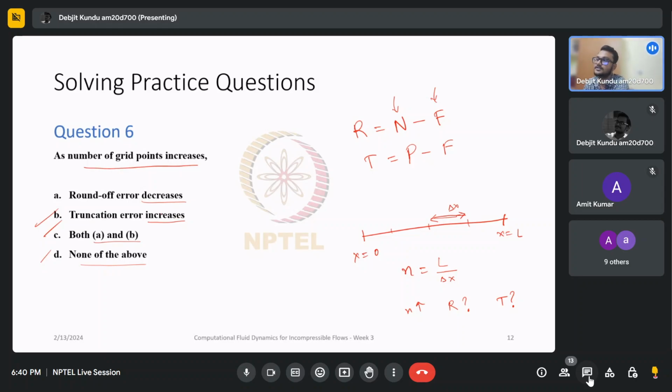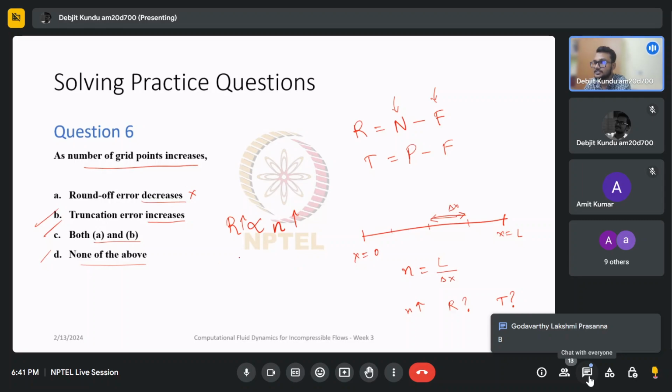So as it turns out, the round-off error is actually proportional to the number of grid points, in this case, I'll write n. So as n increases, the round-off error also increases. As a result, option A is actually incorrect.